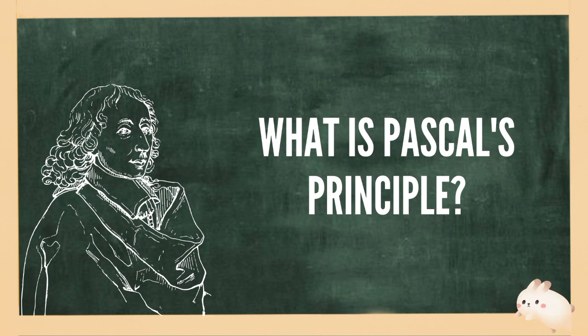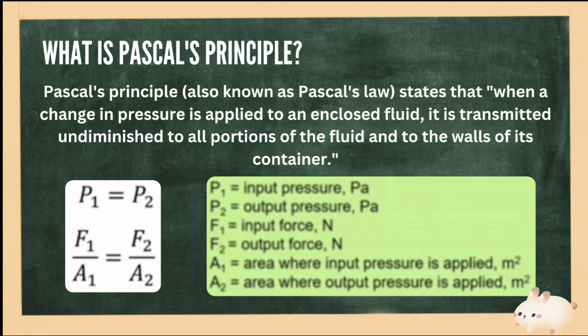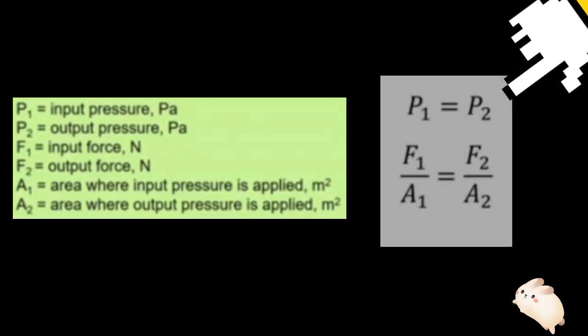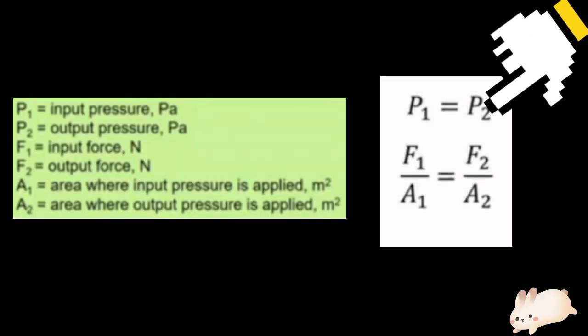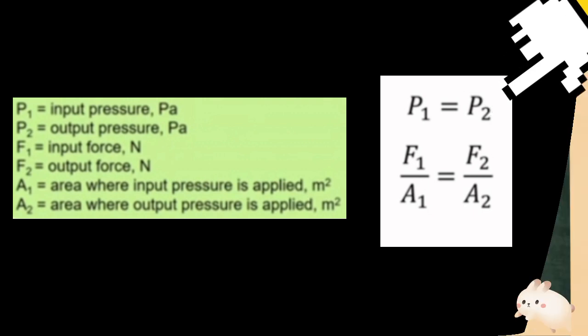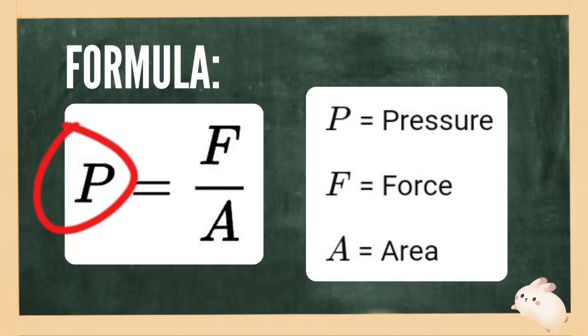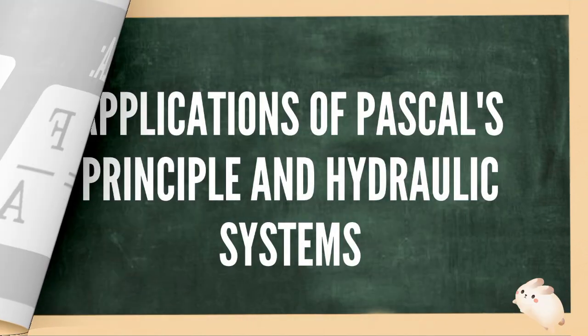Now, let's move on to the question. What is Pascal's principle? Pascal's principle, also known as Pascal's law, states that when a change in pressure is applied to an enclosed fluid, it is transmitted and diminished to all portions of the fluid and to the walls of its container. Take time in reading this to understand the relationship between pressure, force, and area. Our formula is pressure equals force over area.